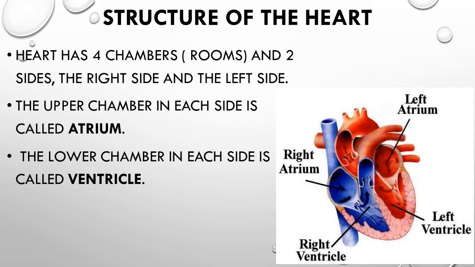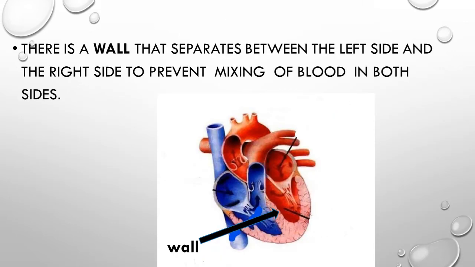Again, what is the structure of the heart? Heart has 4 chambers or 4 rooms and 2 sides, the right side and the left side. The upper chambers in each side are called atrium. There is right atrium in the right side and there is left atrium in the left side. The lower chambers in each side are called ventricle. There is right ventricle in the right side and there is left ventricle in the left side. And also inside the heart there is a wall that separates between the left side and the right side.